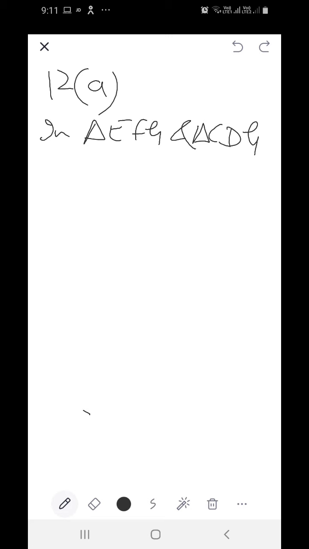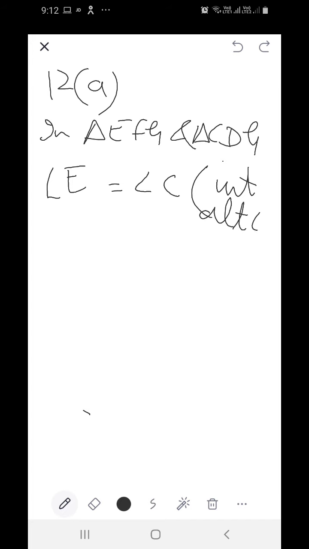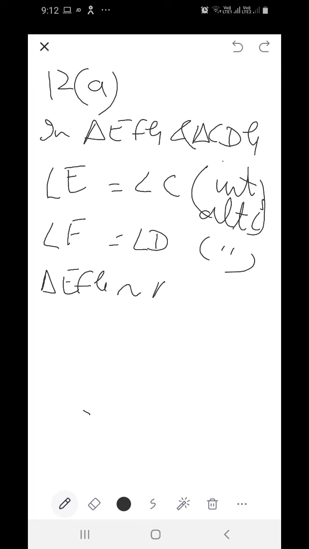So in triangle EFG, angle E will be equal to angle C. Reason, interior alternate angles. Angle F is equal to angle D. Same reason, interior alternate angles. So triangle EFG is similar to triangle, now again, be careful to write proper letters. Angle E is equal to angle C, so write C first. F is equal to D, and then G. Triangle EFG is similar to triangle CDG, and in the bracket write AA axiom.